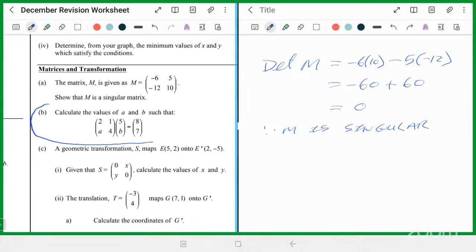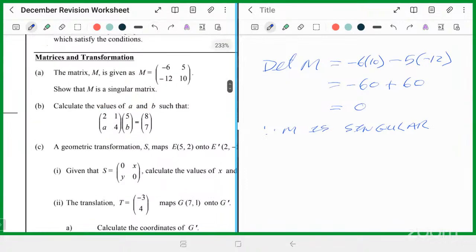And this one says we are to calculate the value for a and b. Let me see. Calculate the value for a and b on that equation. So that's an equality of matrices equation. Let's zoom up on it.